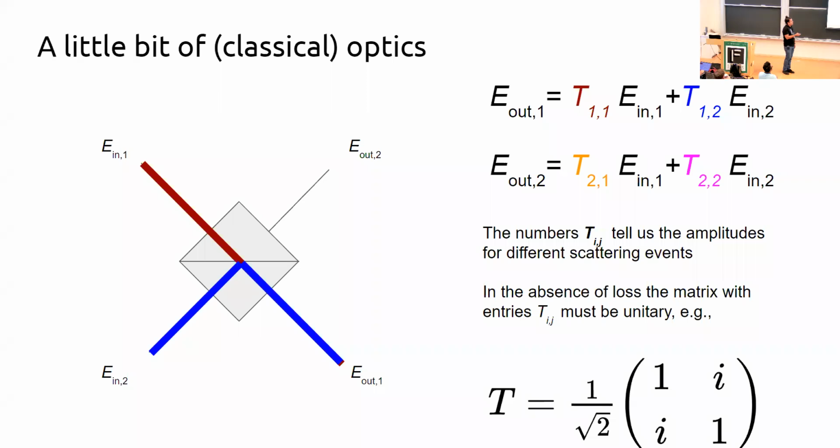And one particularly useful matrix that has been mentioned many times is when you have a 50-50 beam splitter. So you will have something like what you see there at the bottom, where half the light gets transmitted or half the light gets reflected if you just use one of the ports.